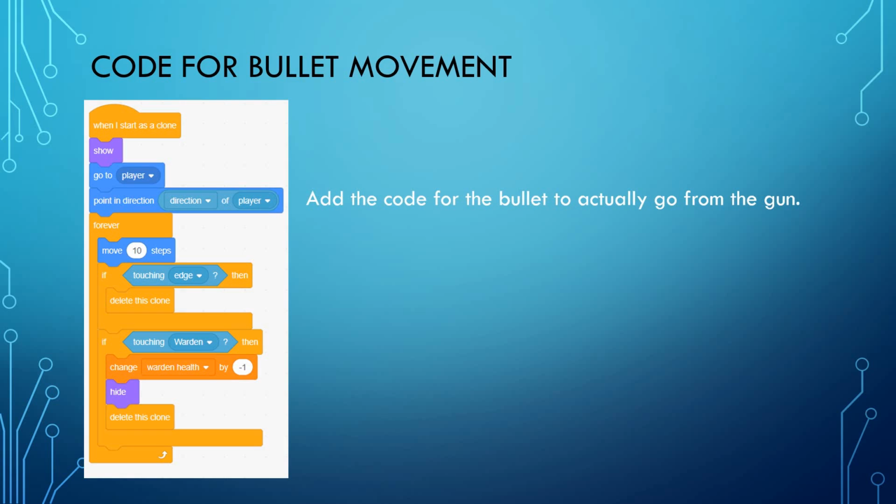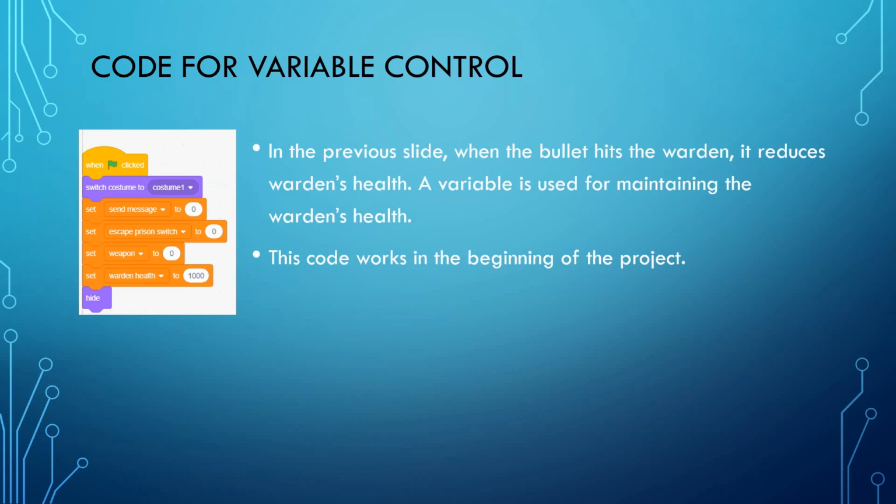What about bullet movement? Whenever the bullet starts as a clone, it gets shown and goes to the player in case it is somewhere else in the entire project. Then it sets its direction at once, and then forever it keeps moving 10 steps. If it touches the edge, it will delete this clone. But if it touches the warden, it changes warden health by -1, decreasing the warden health by 1. Then it hides and gets deleted.